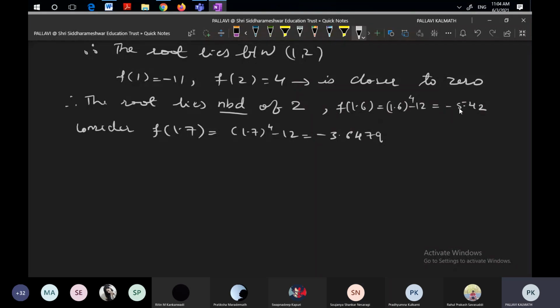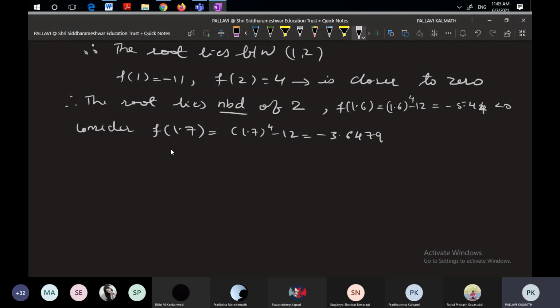f of 1.6, you got minus 5.44, which is also less than 0. You check. Minus 5.4. Say once more, how much? Minus 5.44. Okay. So if it is minus 5.44, also negative, then 1.7 you also got negative.